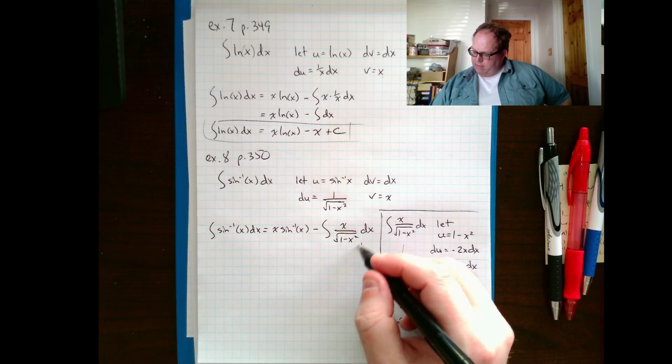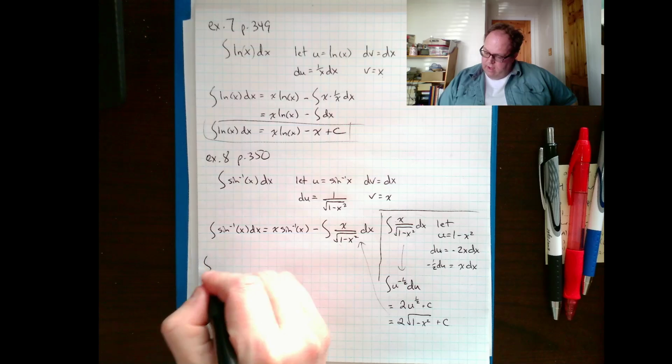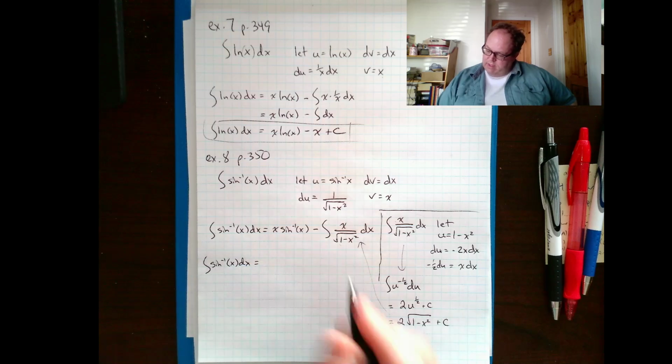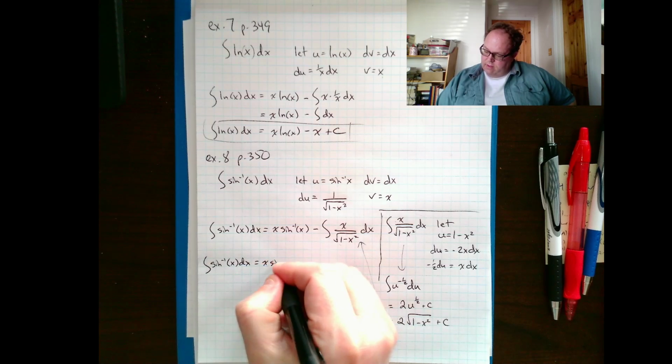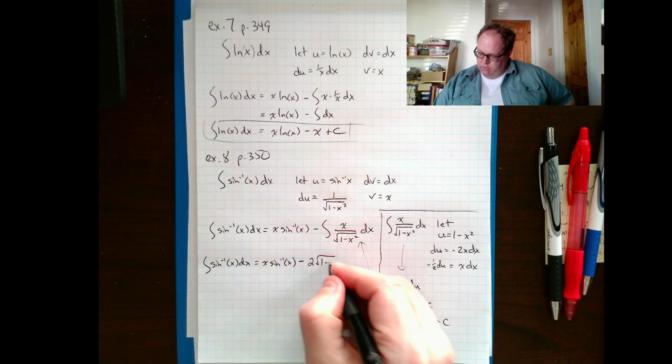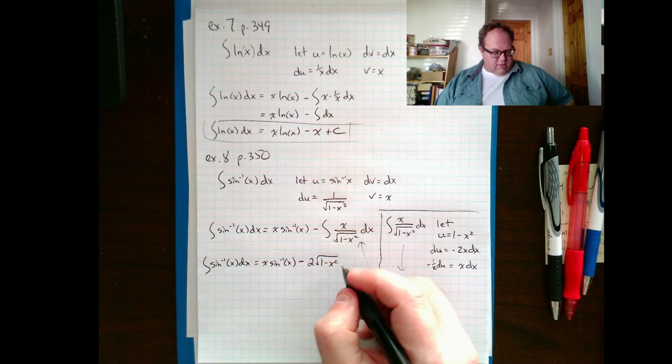That's going to come back up here, and I can say the integral of the inverse sine of x dx is equal to x times the inverse sine of x minus 2 root 1 minus x squared plus a constant.